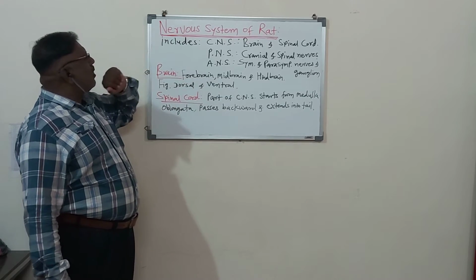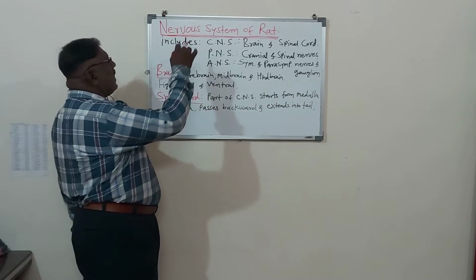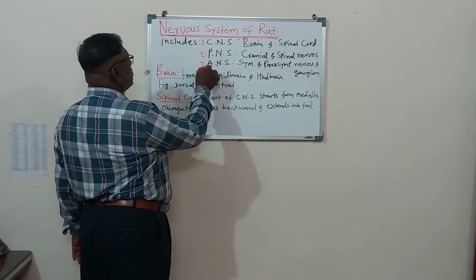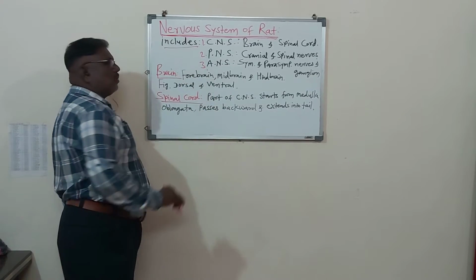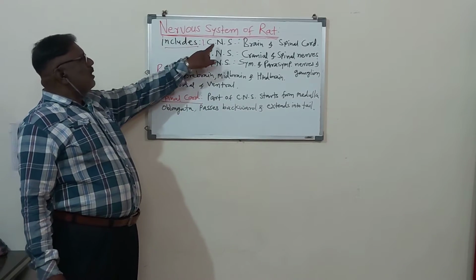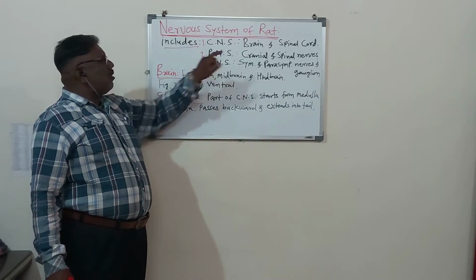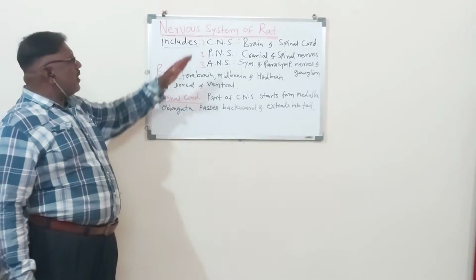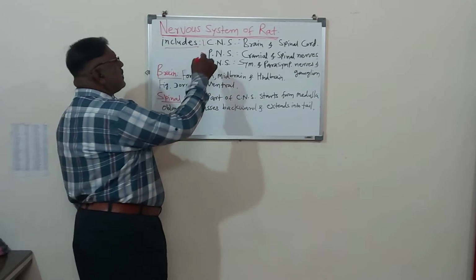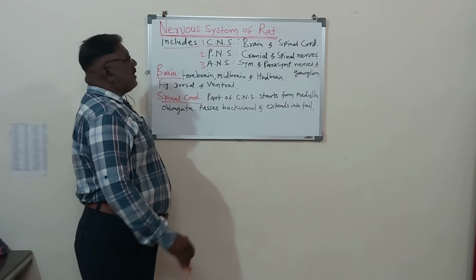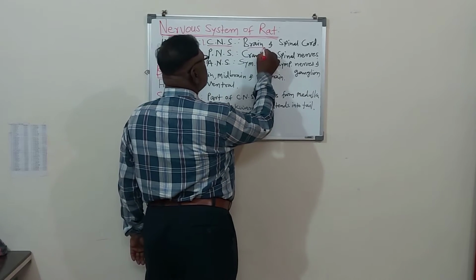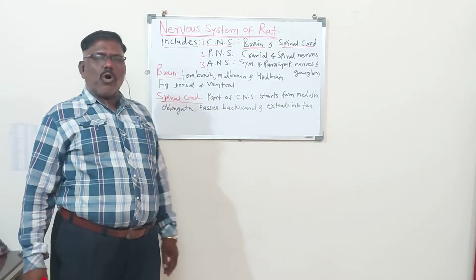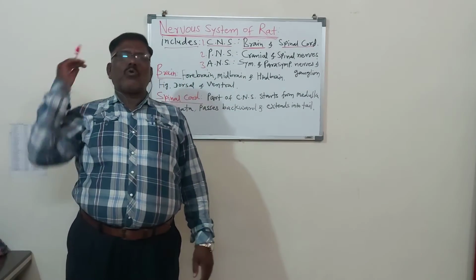Here we are studying the nervous system. We should divide the nervous system into three parts. The nervous system includes the central nervous system, the peripheral nervous system, and the autonomous nervous system. Then we will see the central nervous system. In the central nervous system there is the brain, the main organ of the system, and the spinal cord, which is present in our vertebral column.